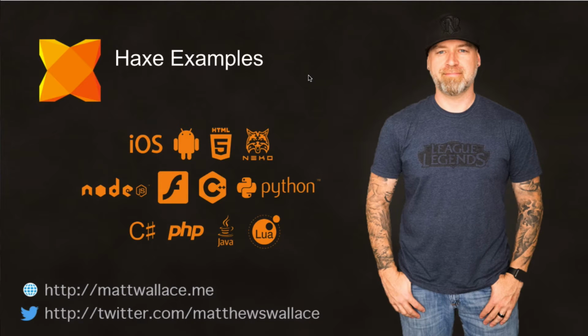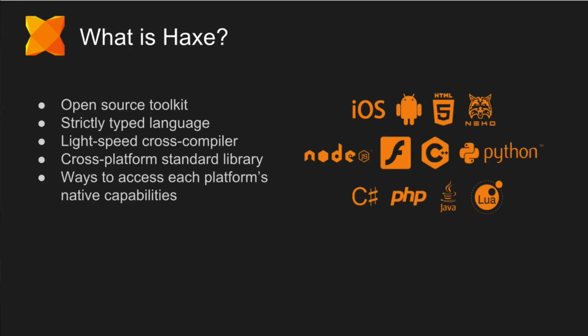And in this video, we are going to cover the basics of what Haxe is and get it installed and run our first program. So what Haxe is, it is an open source toolkit. It is composed of a strictly typed language. It has a lightning fast, just super fast cross compiler. The platform all and the code, it comes with a standard library.